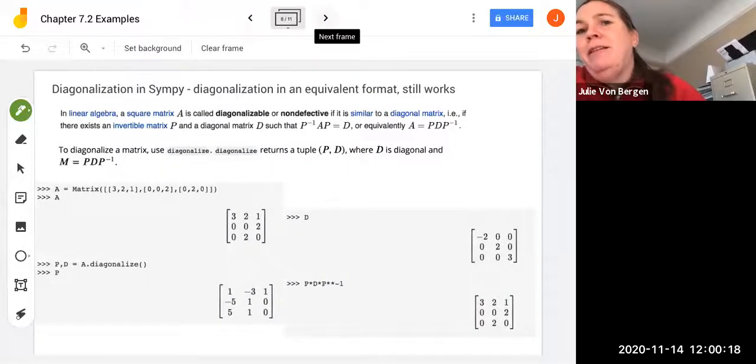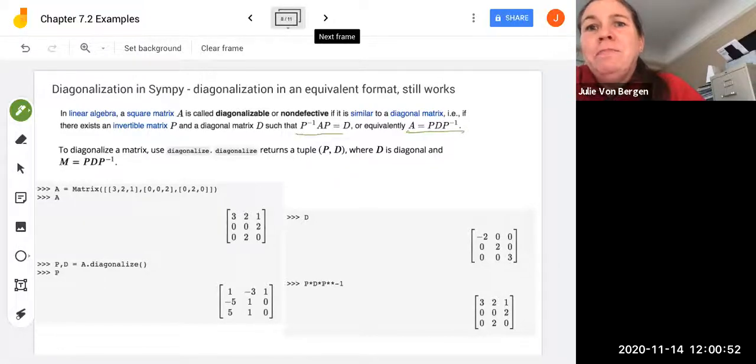So in Sympy, the diagonalization is in an equivalent form, but it still works. In linear algebra, the square matrix A is diagonalizable, or sometimes called non-defective, if it's similar to a diagonal matrix. That's saying there exists an invertible matrix P and a diagonal matrix D, such that either one of these relationships is true. These are equivalent. You could say P inverse A P equals D, or you could say A equals P D P inverse.